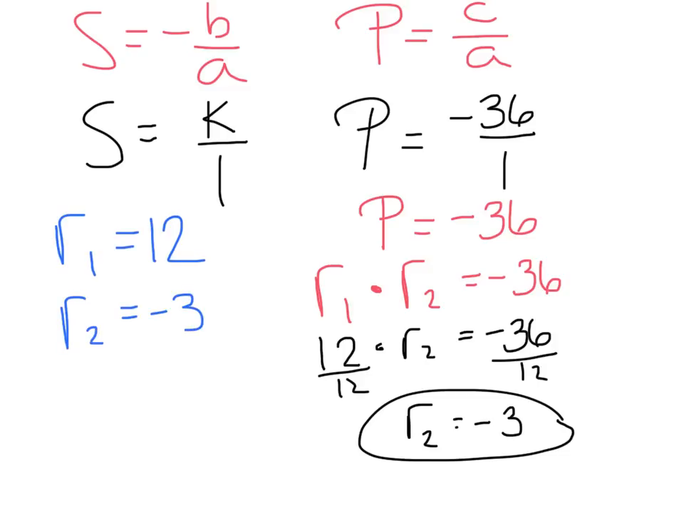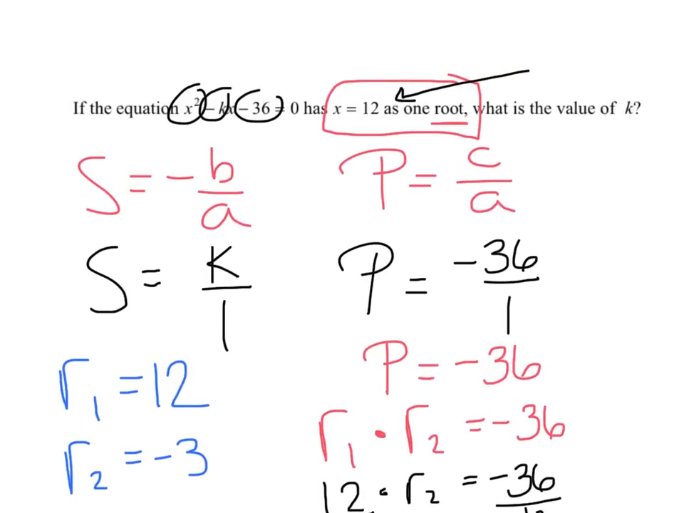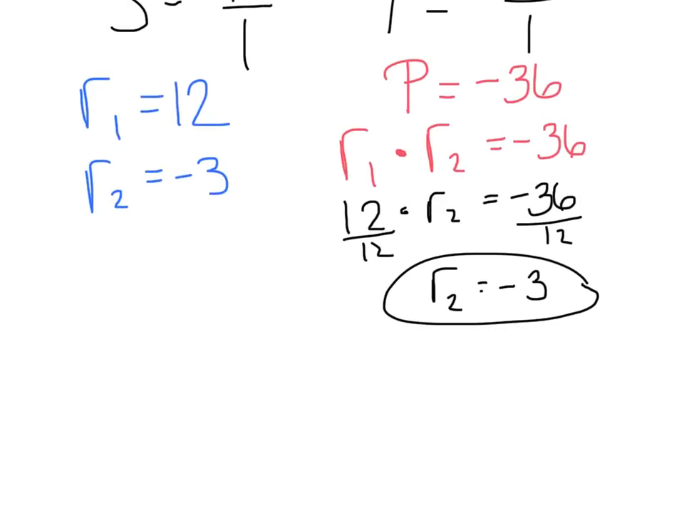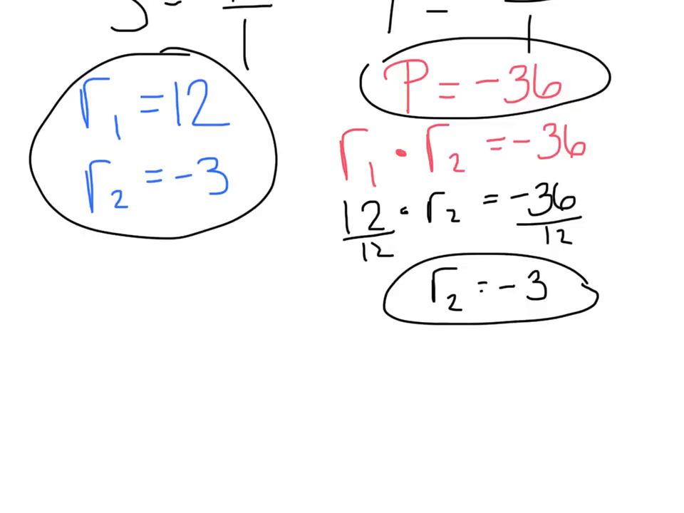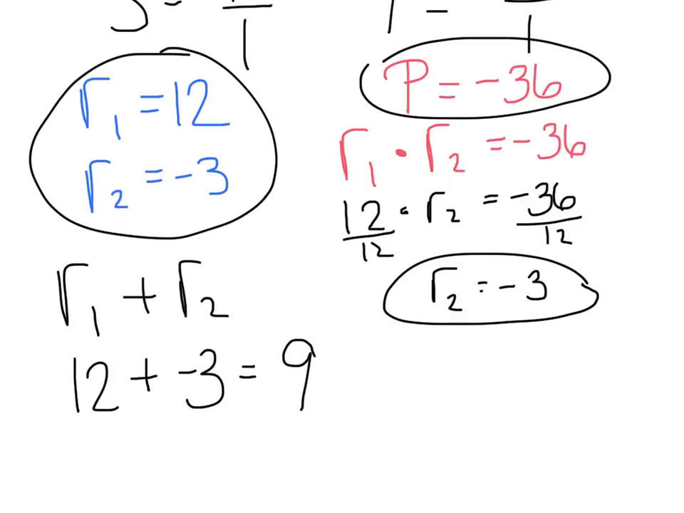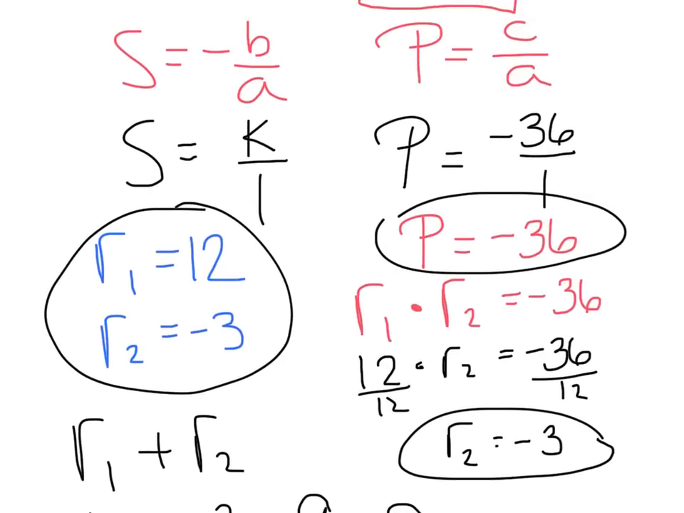Okay, now let's go back and answer the question. What is the value of k? Now, k is in the place of b, right? So now you can figure out the sum. You know the product is negative 36. If you multiply those two, you get negative 36, and now you can get the sum. It's really just root 1 plus root 2. So 12 plus negative 3 is equal to 9. Therefore, that is the sum of the roots. So I can go back and figure this out now.